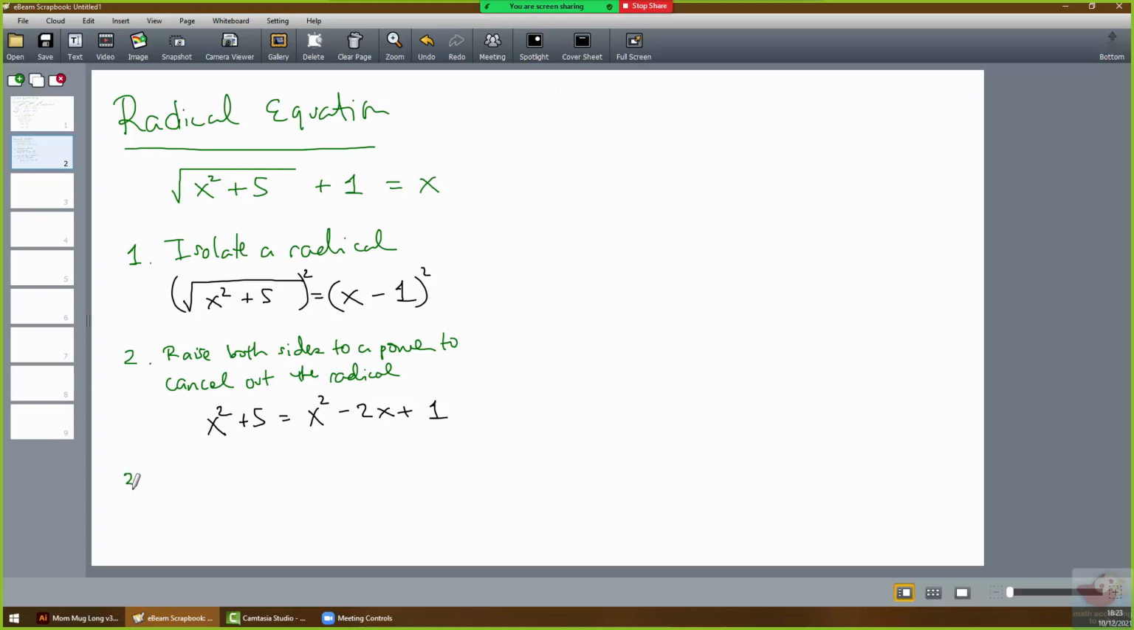Step 3 does not apply for this problem. Step 3 would be repeat steps 1 and 2 if there are more radicals. But we're good here. We only have the one from the beginning. And step 4 is solve as normal for the big part, and check.